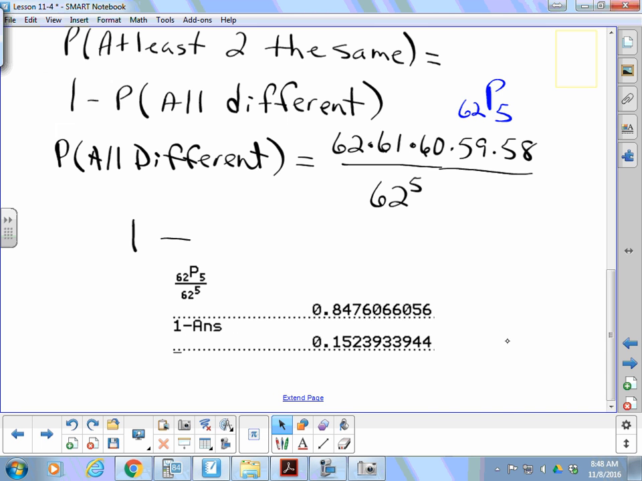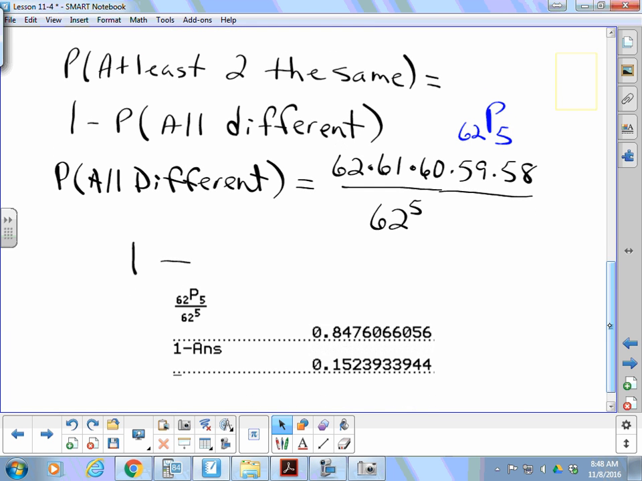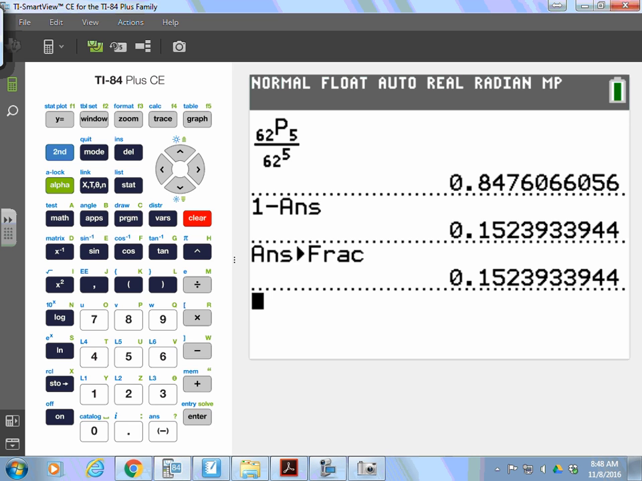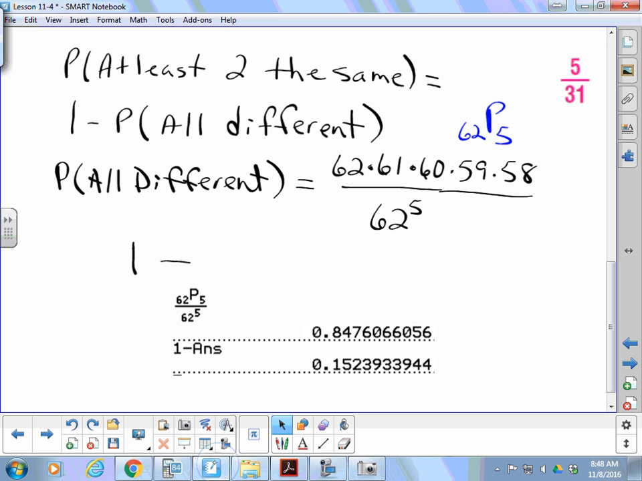So there's about a 15.2% chance that at least 2 people are going to choose the same one, or 5 out of 31. Really? Let's check that. Math fraction. Nope. All right, must be close to it.